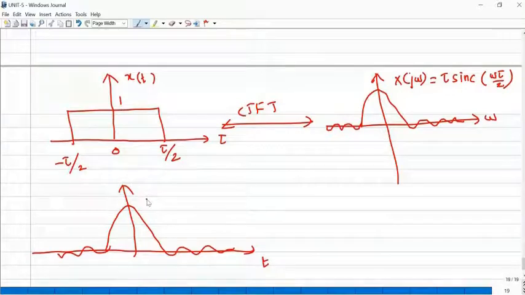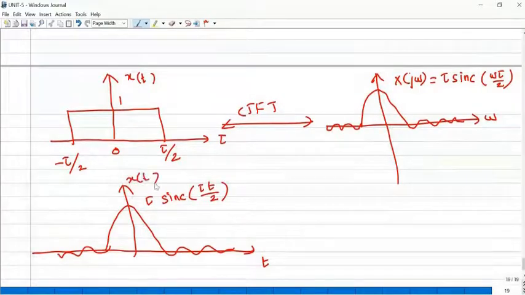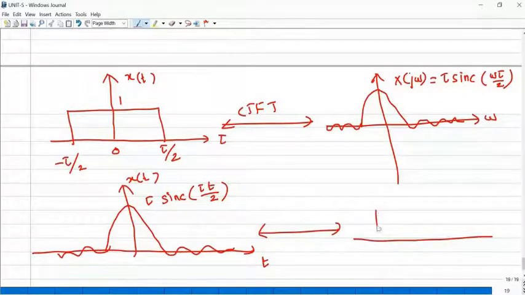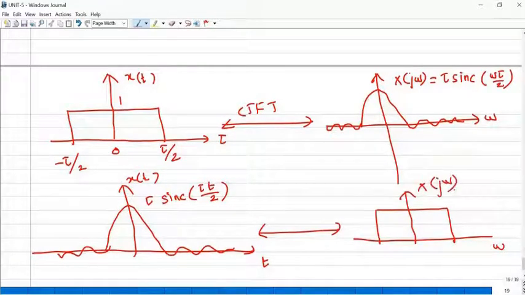Tau sinc of t tau by 2. Now your result becomes a rectangular pulse. X of j omega is equal to just 2 pi in magnitude, 2 pi from minus tau by 2 to plus tau by 2. So please remember these two concepts.